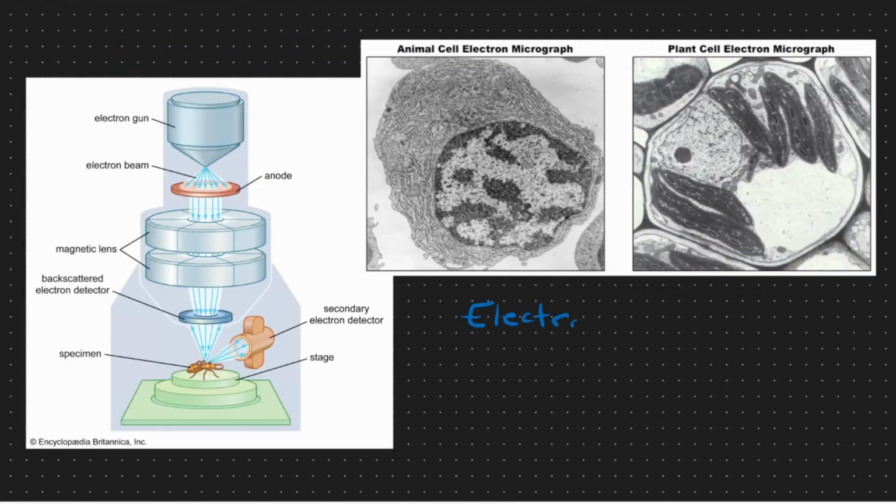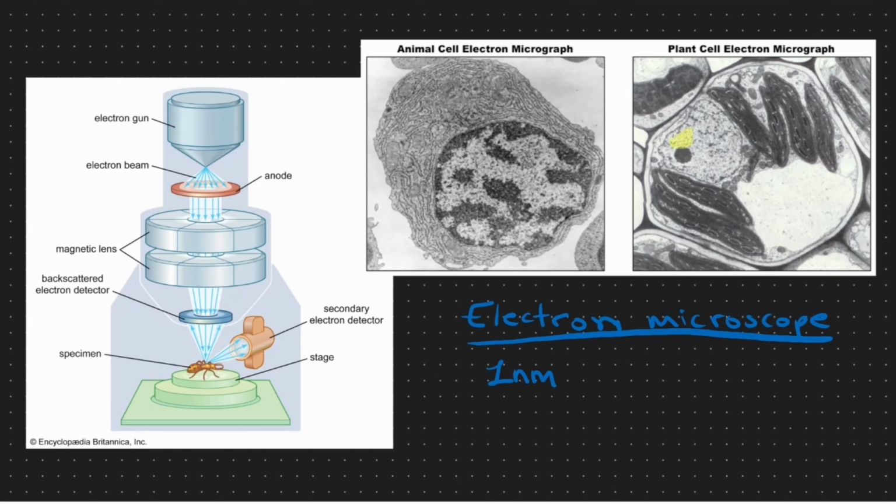This is where electron microscopes come in. They have a resolution down to 1 nanometer, which is over 200 times better than a light microscope. And this allows us to see organelles in much greater detail. So as you can see here in the animal cell and the plant cell micrograph, it is very easy to see clearly the different organelles inside of the cell.